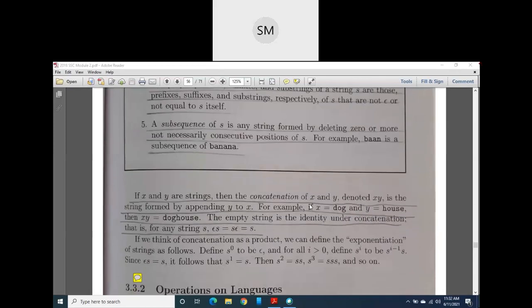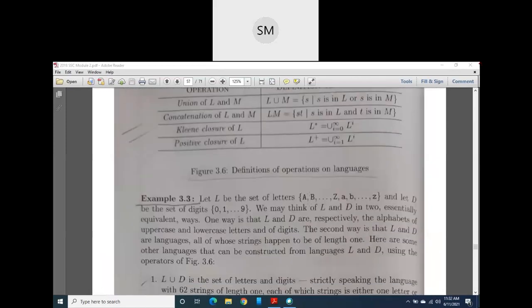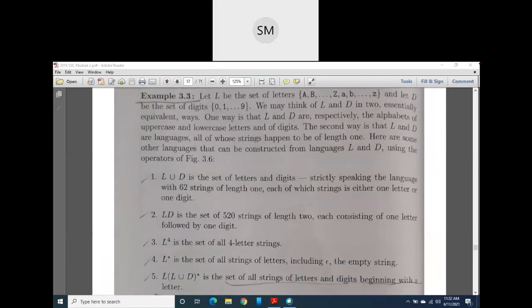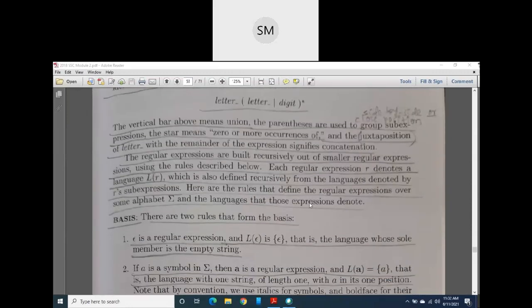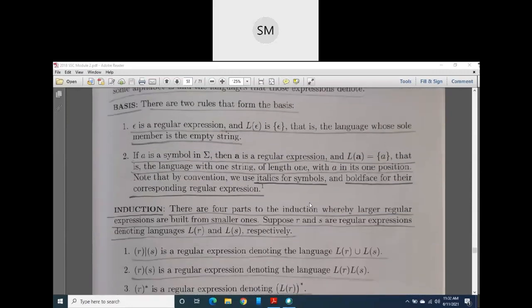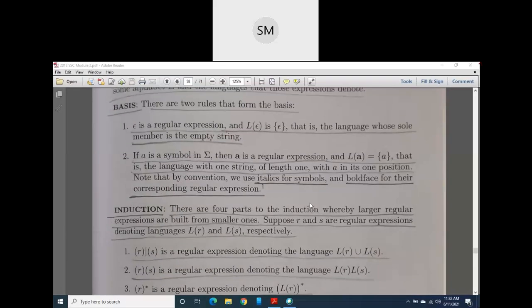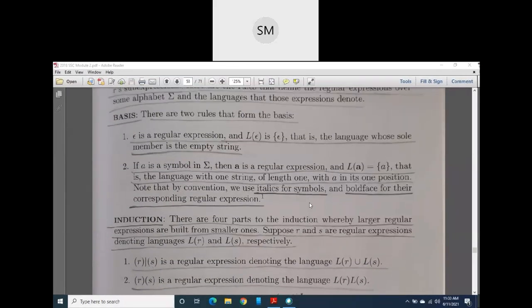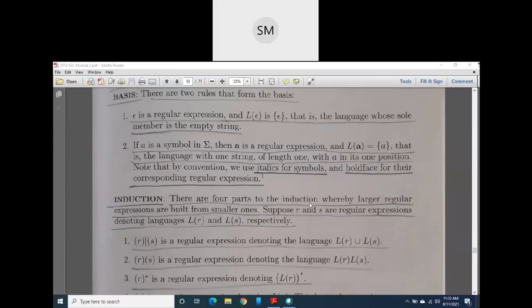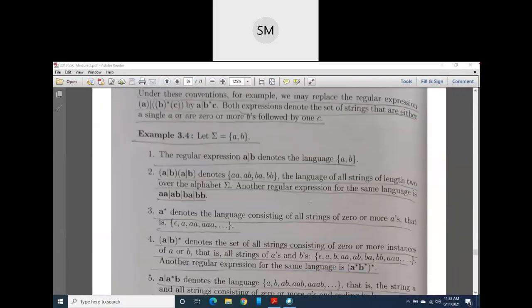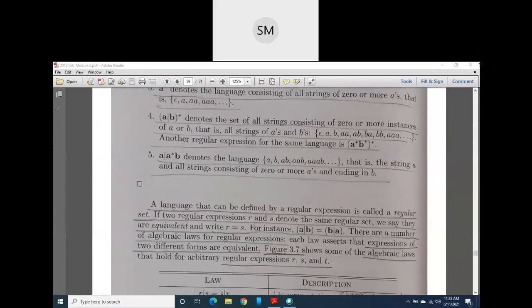These all things we have studied, and also very important operations on languages that we can perform. Then we have seen regular expressions and the rules of these regular expressions, that is, the basis rules and induction rules for regular expressions. Then we have seen some exercise examples.